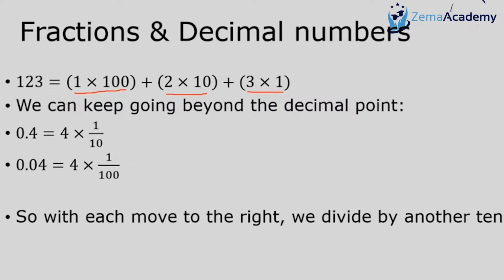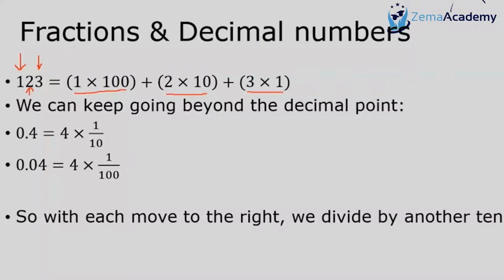So the pattern there is that this number here, number 1, we were multiplying by 100, and then the number 2, we were multiplying by tens, and as we moved to the right, we were multiplying the 3 by 1. But if we keep going to the right, beyond the decimal point, that pattern continues. There's actually a decimal point here, next to 123, but we don't write it because in this case there's no useful information beyond it. But if there were, the same pattern would continue.